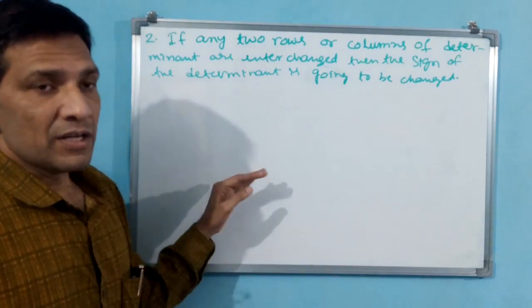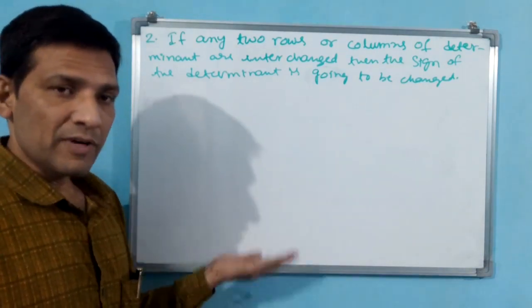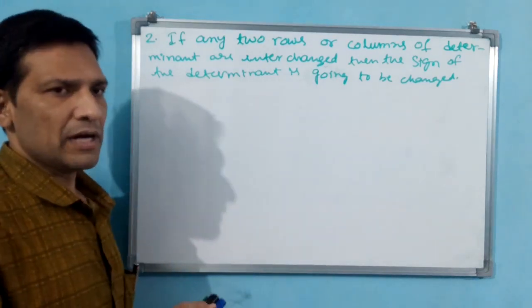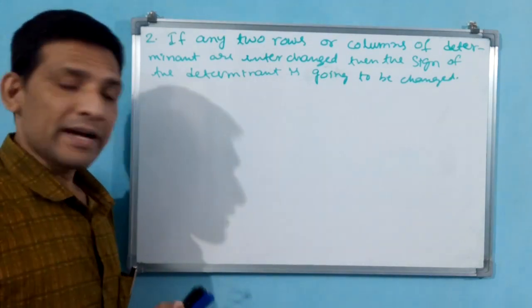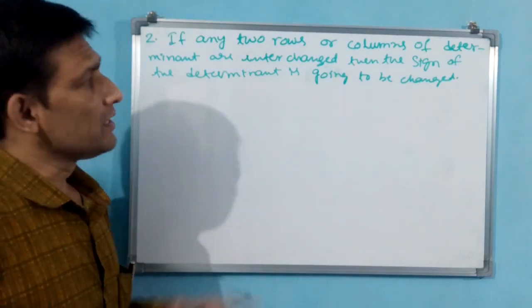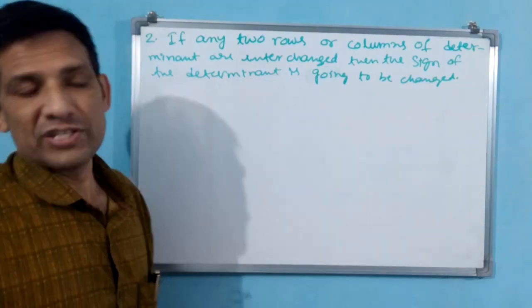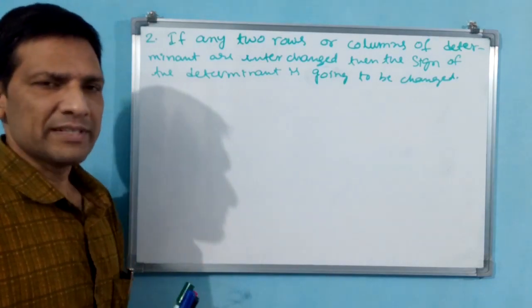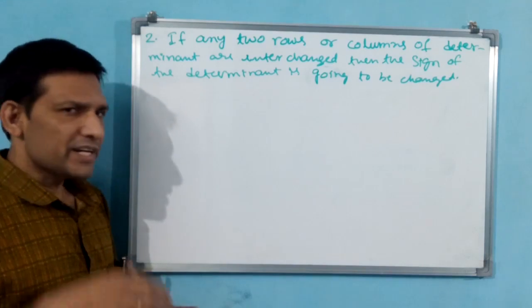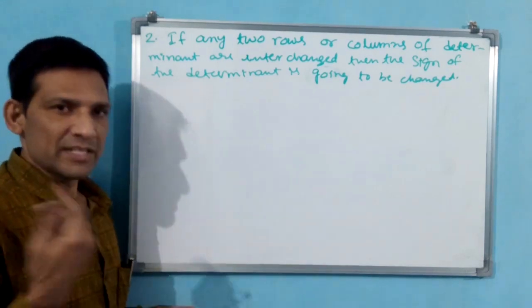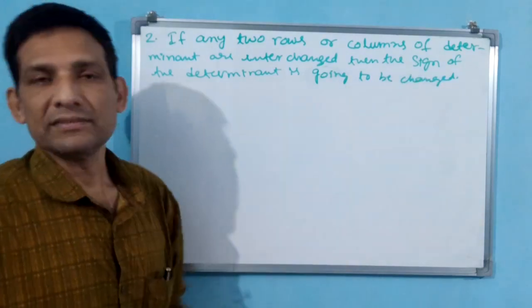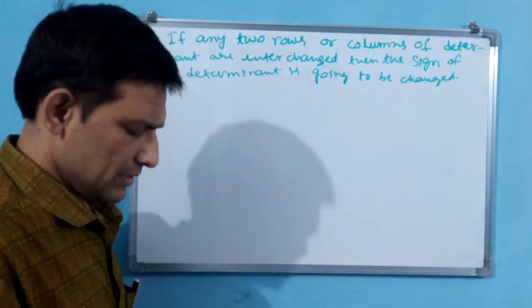But here, interchange of columns or rows is between two only, not all. If all, then again the same principle will come. Now see, the sign is going to be changed here. That means the first determinant value is 5, and the second determinant value is going to come as -5. That is called a sign change. The sign is going to be changed.